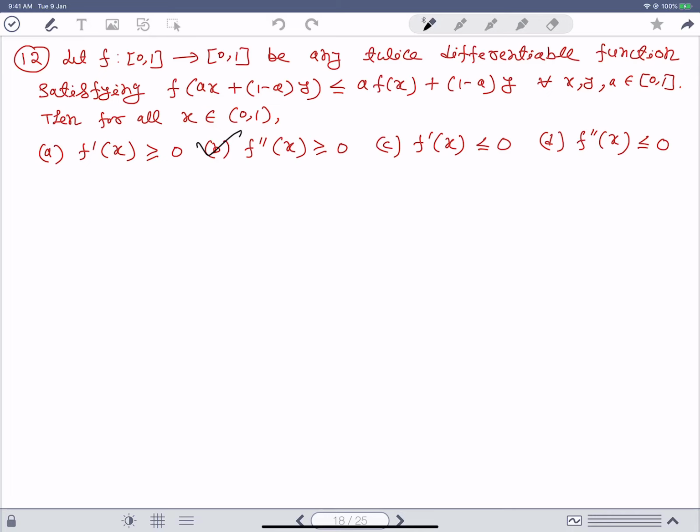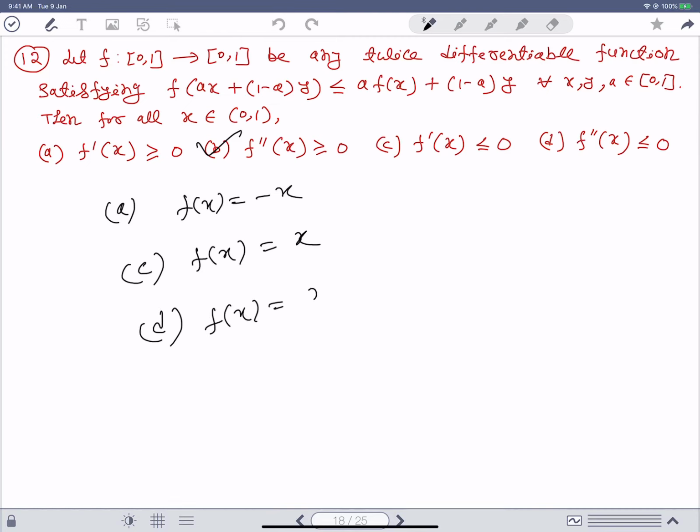Now for A you can choose f(x) equal to minus x, right. Now for C you can choose f(x) equal to x, right, because it is 1, and for D you can choose f(x) equal to x square. See, if you know the known examples, then you can easily strike out this one. Fine. Okay. So move to the next problem.